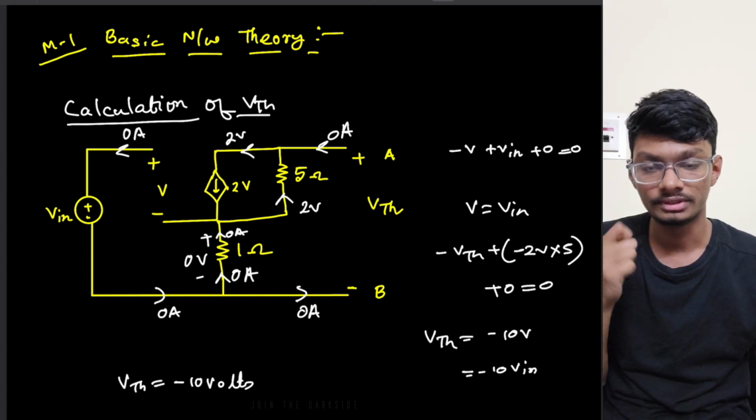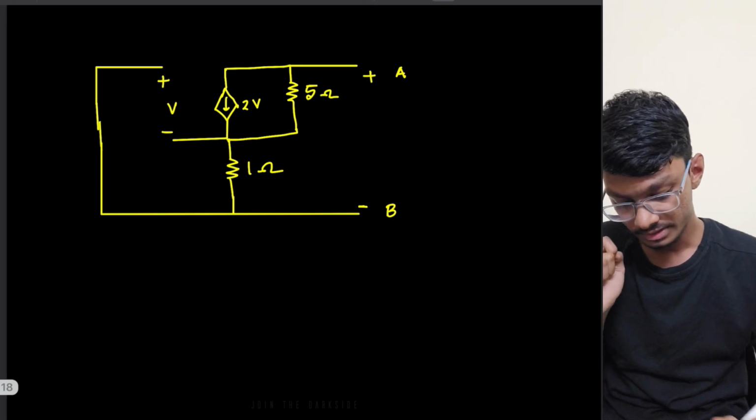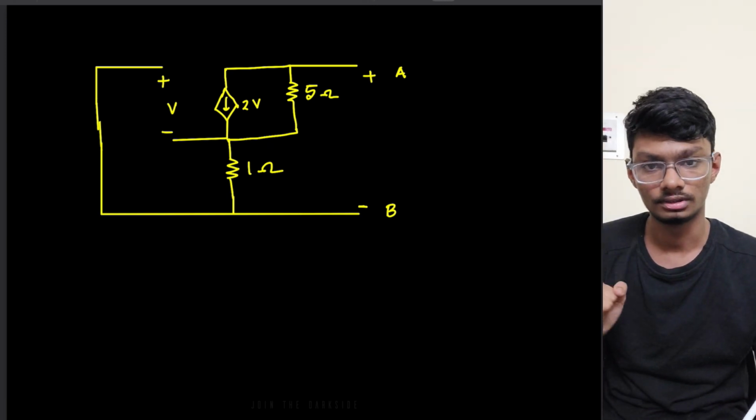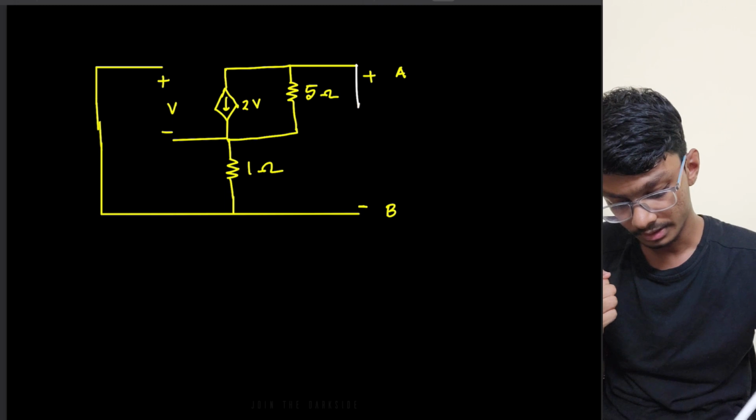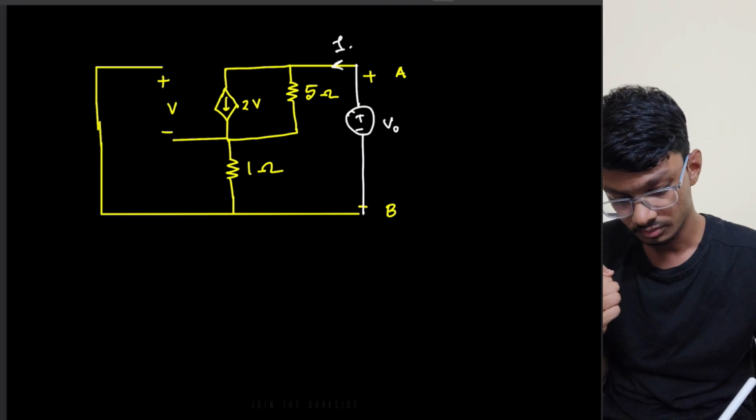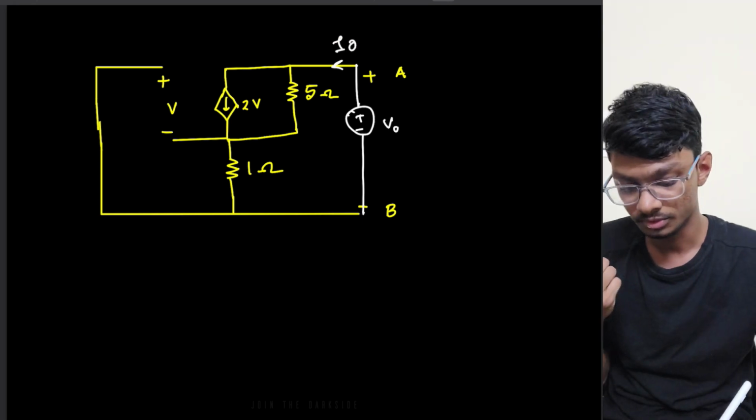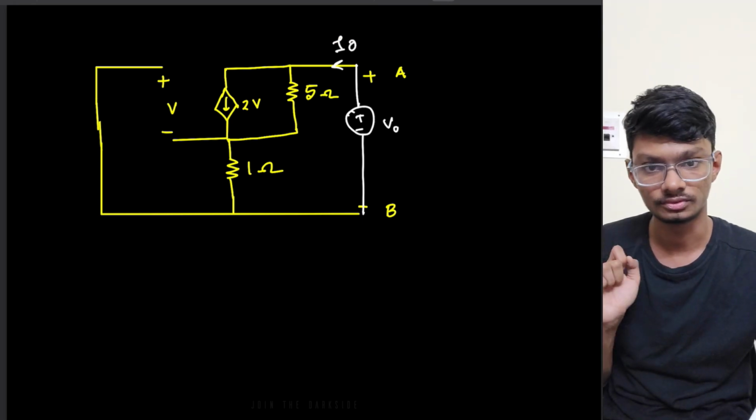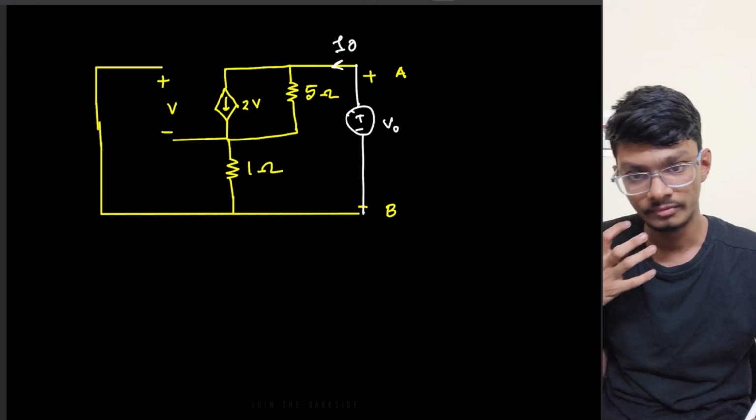So let's go for the calculation of RTH. For RTH, what we will do is short the independent sources, apply a voltage source VO, and measure the current through it. You can also do the opposite: apply a current source and measure the voltage across it. So how will we measure the current IO?